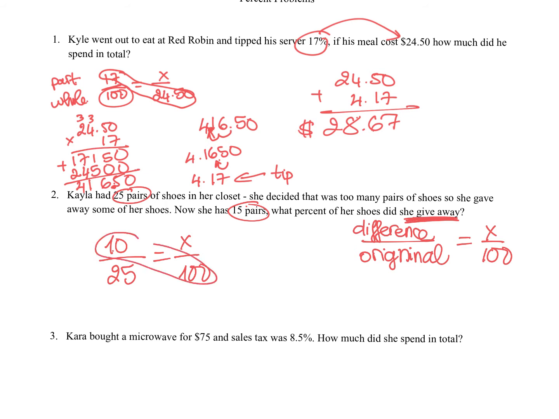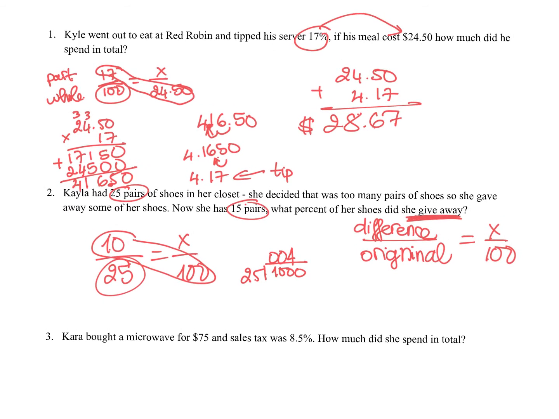So 100 times 10, you just need to add one more extra zero. And when you divide it by 25, 25 going into 100 is 4, 4 times 25 is 100, and 25 going into 0 is 0. So we have 40%.